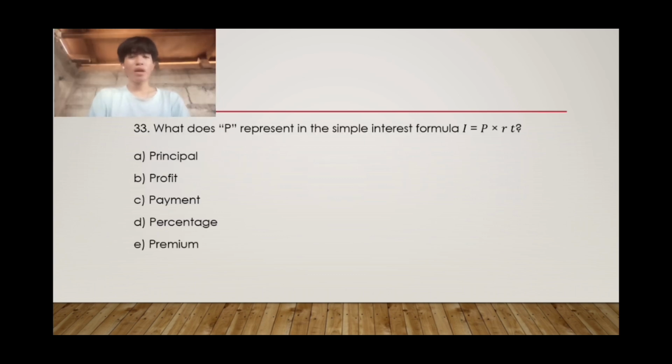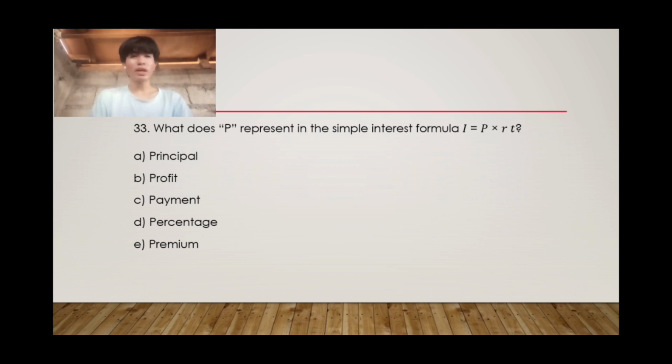Next, what does P represent in the simple interest formula I equals P times R times T? As we all know, the formula for finding the simple interest is I equals PRT. Therefore, our correct answer for this number is letter A, principal, which is the initial amount of money borrowed or invested before interest is applied.